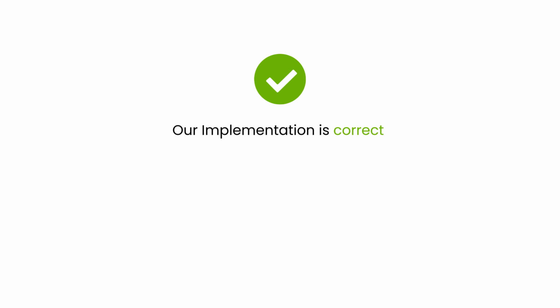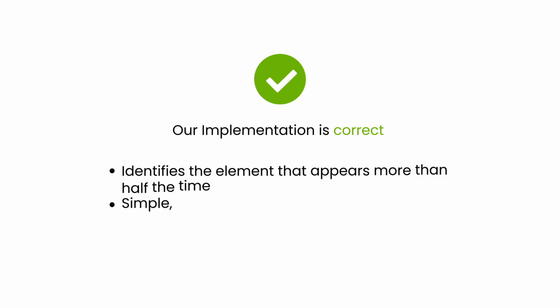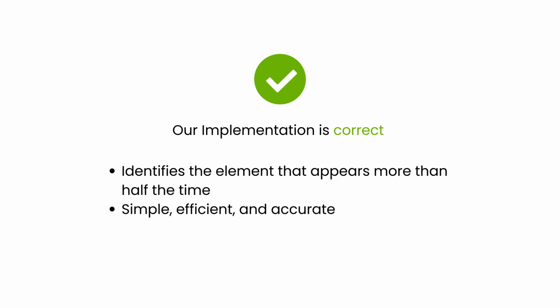Wrap up. So, our implementation is correct. The algorithm successfully identifies the element that appears more than half the time. Simple, efficient, and accurate.